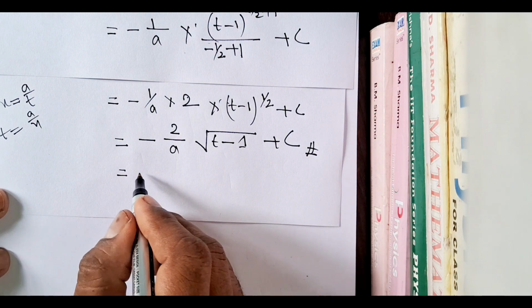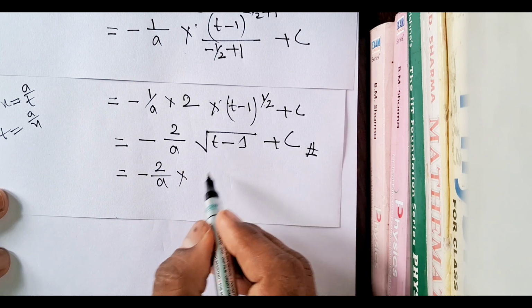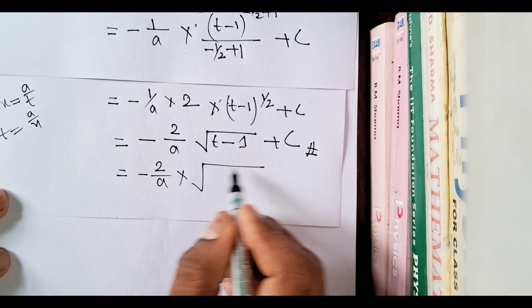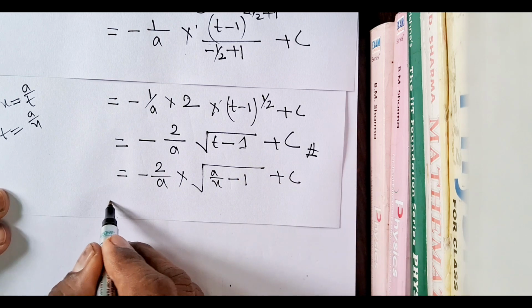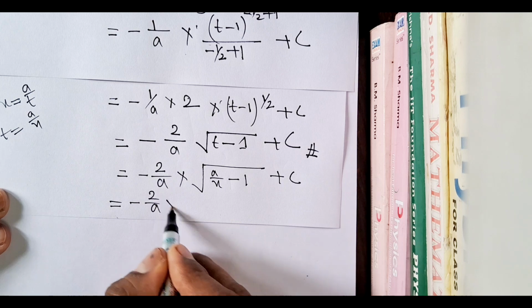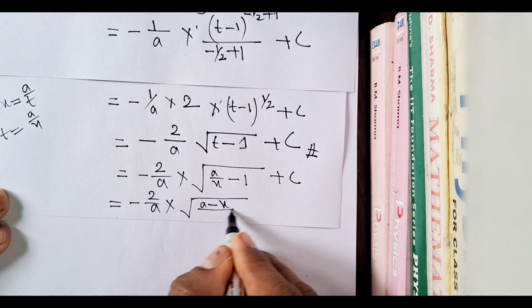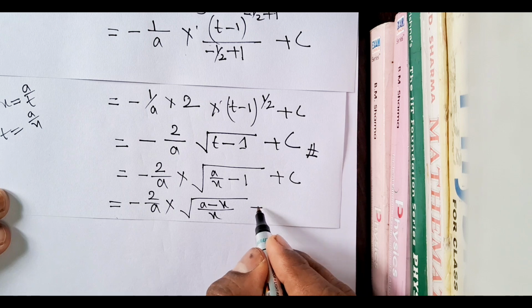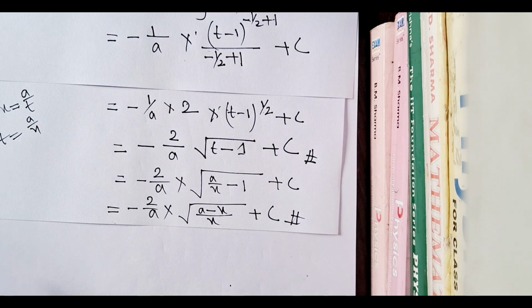So equals to minus 2 by a as it is into, and t is nothing but under root of a by x minus 1 plus c. So finally you can write minus 2 by a into under root of a minus x by x plus c. This is your answer. So in terms of x you have to give the answer.